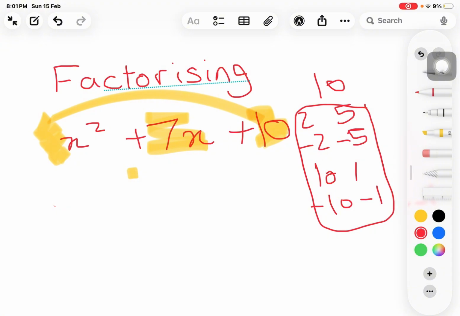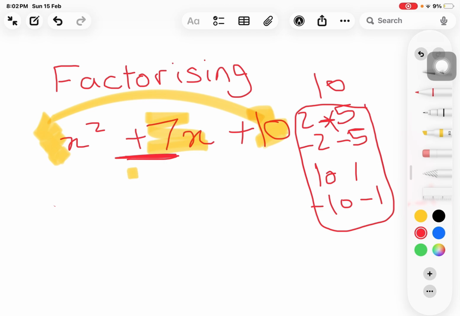Those two numbers, 2 and 5. Why 2 and 5? Because -2 plus -5 equals -7, which is not +7. Here it's +7. 10 plus 1 equals 11. -10 plus -1 equals -11. So the most suitable numbers are 2 and 5.